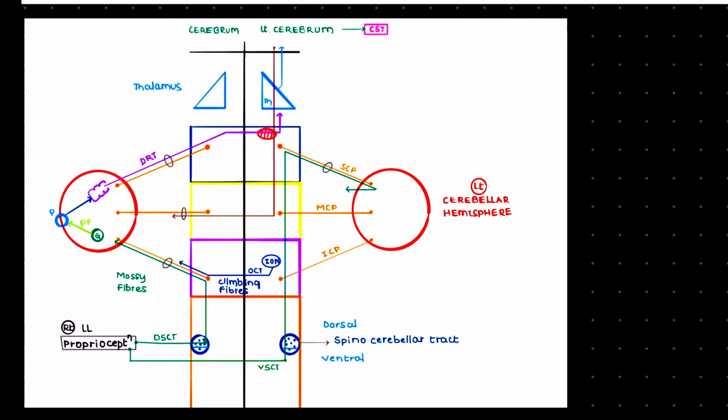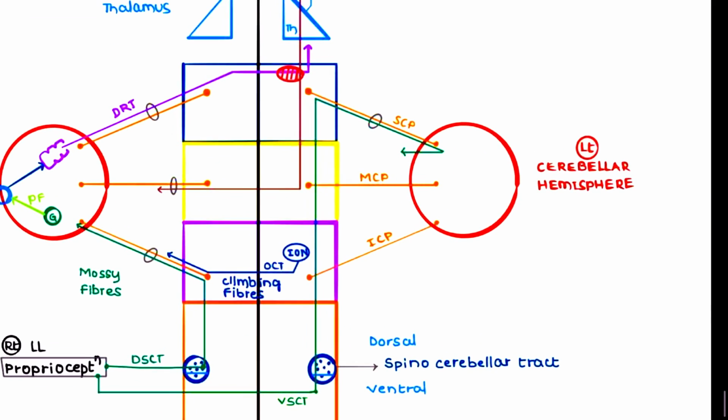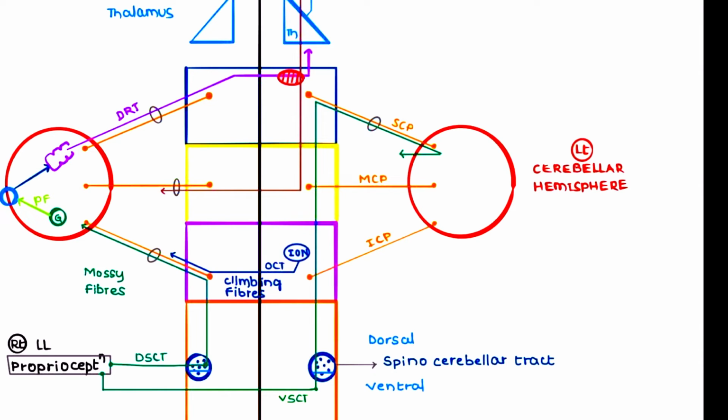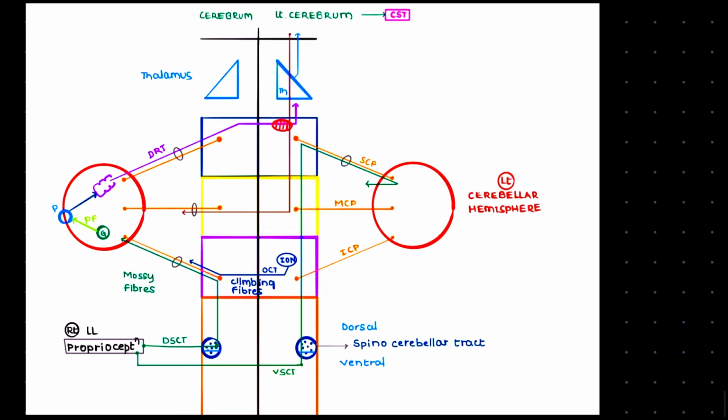Okay. Now climbing fiber, we talked about mossy fiber, but what about climbing fiber? The climbing fibers have their origin from the inferior olivary nuclei, through the olivocerebellar tract, right? From these, the climbing fibers will enter our cerebellum through the inferior cerebellar peduncle, right? So this was a rough schematic diagram of the cerebellar pathway.